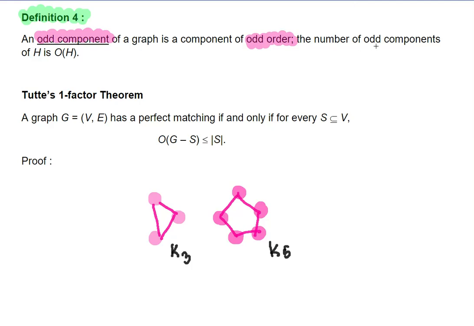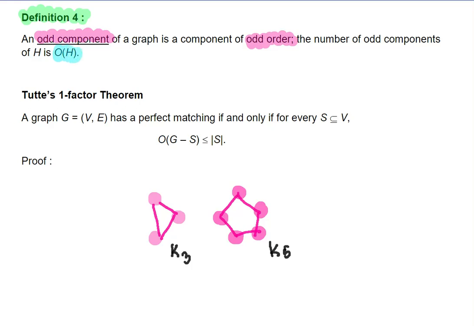So the number of odd components of H, that means we have a subgraph in the graph. We call it, it is denoted by capital O of H. Okay, capital O of H.